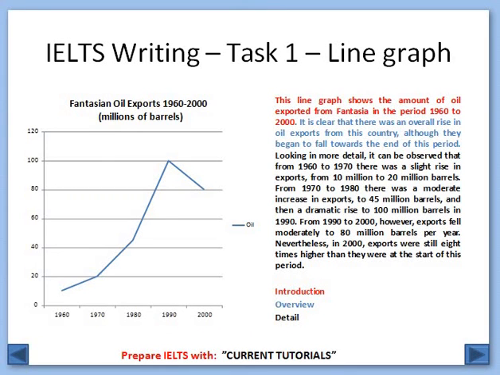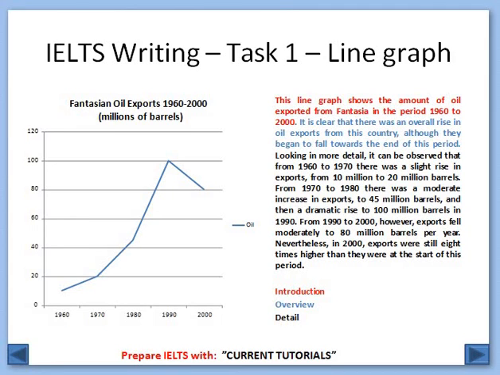This is an example of a line graph: Fantasian oil exports from 1960 to 2000. So let's start with the introduction. This line graph shows the amount of oil exported from Fantasia in the period of 1960 to 2000.